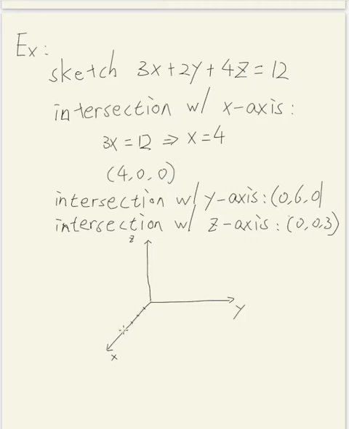Alright, so the intersection on the x-axis is 4, between this point and then 0, 6, 0, so a little bit longer. Somewhere around here, and then 0, 0, 3. Okay, and to make it 3D, let's connect all of them. And this is the surface we're looking for.